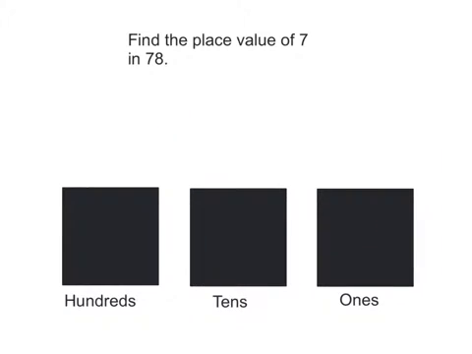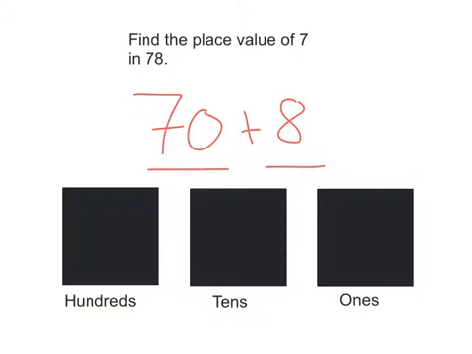So let's look at another problem. Let's say we have the problem, find the place value of 7 in the number 78. So let's break this one down just like we did the other one. So this 78 can also be written as 70 plus 8. And then we can see that this is going to be our ones column, this is going to be our tens column, and that there's going to be nothing in the hundreds column.